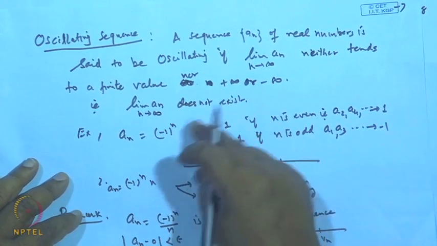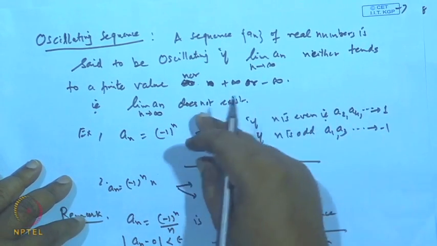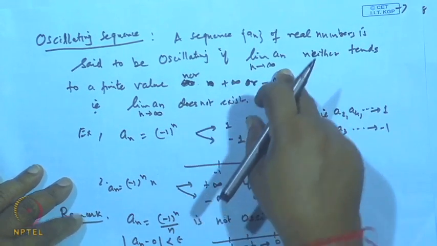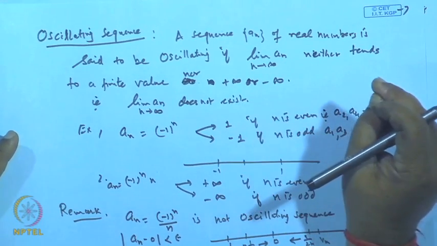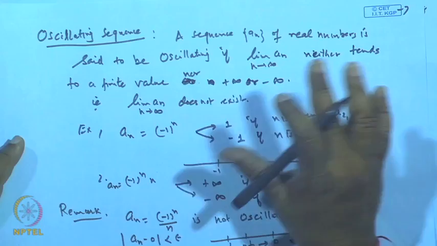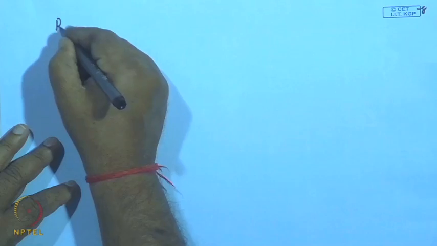So, we say here also we can characterize the oscillating sequence as finitely oscillating and infinitely oscillating. Finitely oscillating sequence is when the limit does not tend to a finite value, but does not go to plus infinity or minus infinity, but it alternates. And infinite means that is when we are unable to get a bound, that is, a sequence is said to be finitely oscillating.